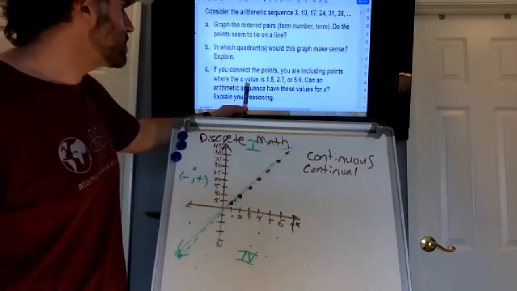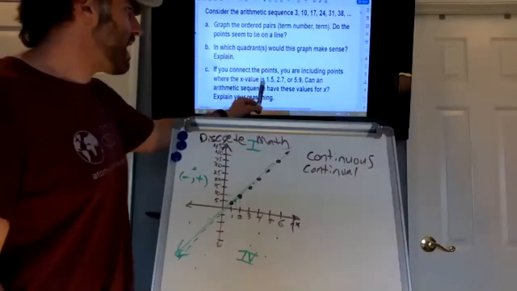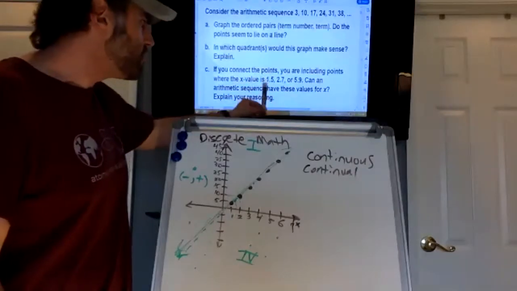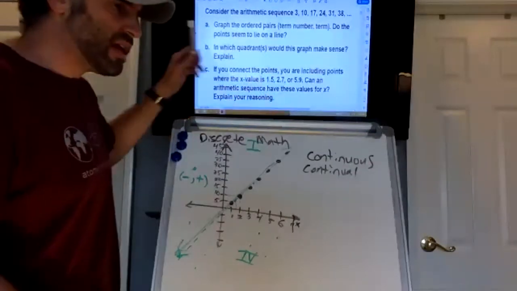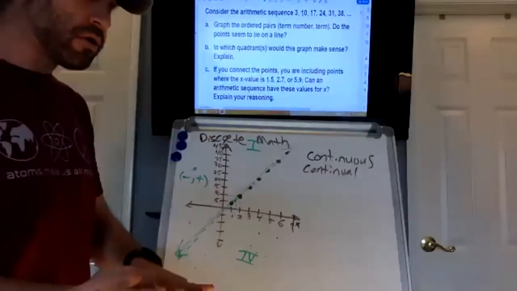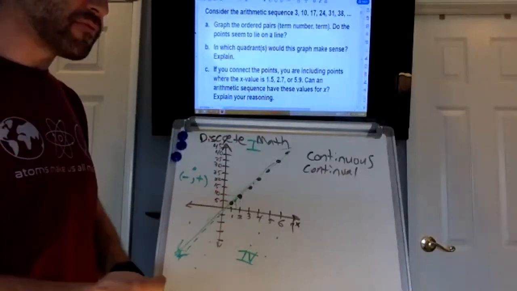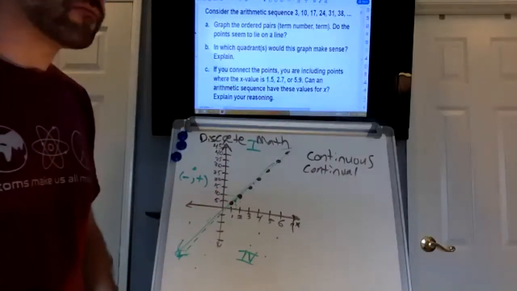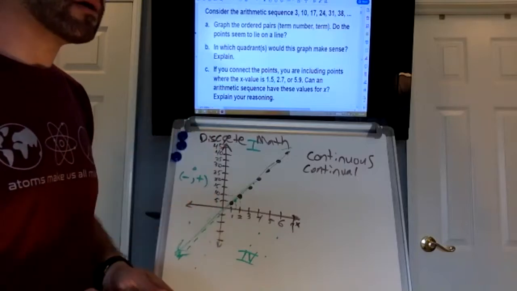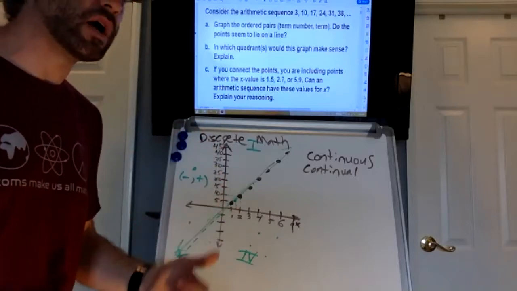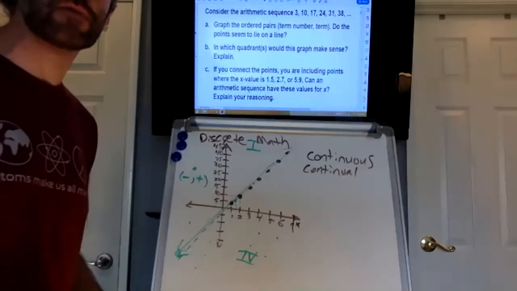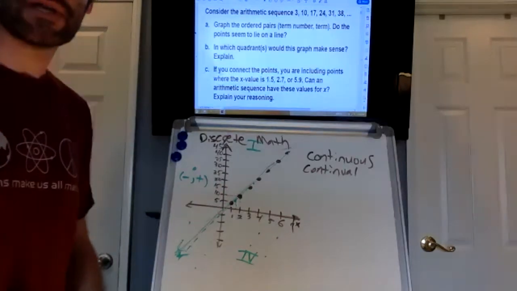So, answer to this question: can an arithmetic sequence have these values? The answer is no. You can't have term number 1.5, right? You can only have term number 1, term number 2, term number 3, term number 4. You don't have half of a term. Your terms are ordered, and they're from the set of natural numbers. Term number 1, 2, 3, not even from the set of whole numbers. You don't have term number 0.